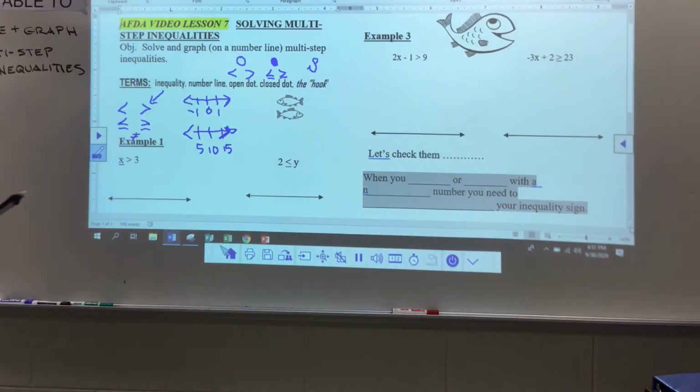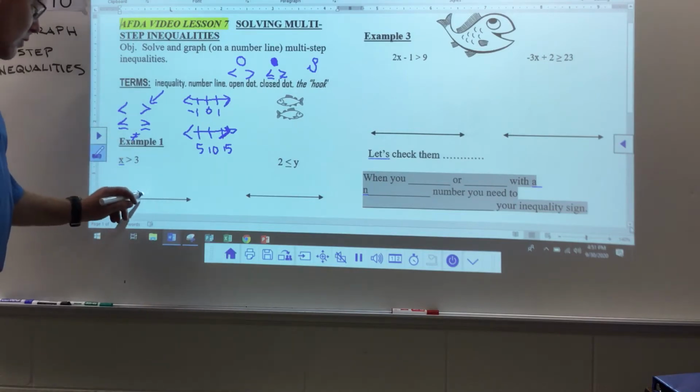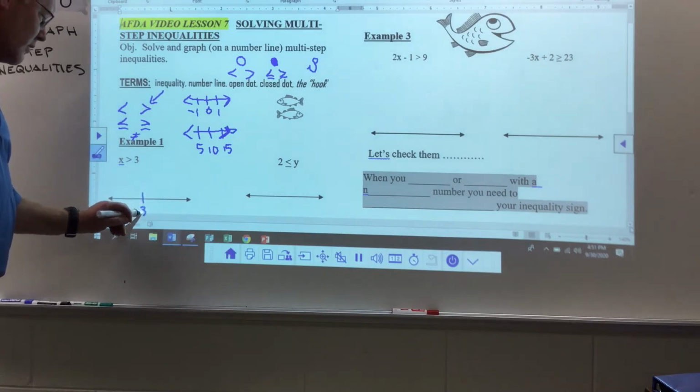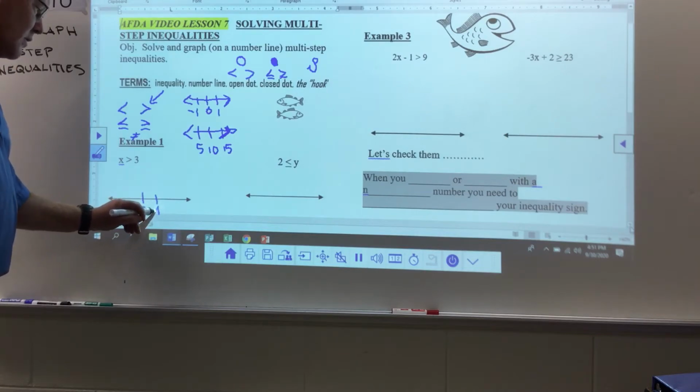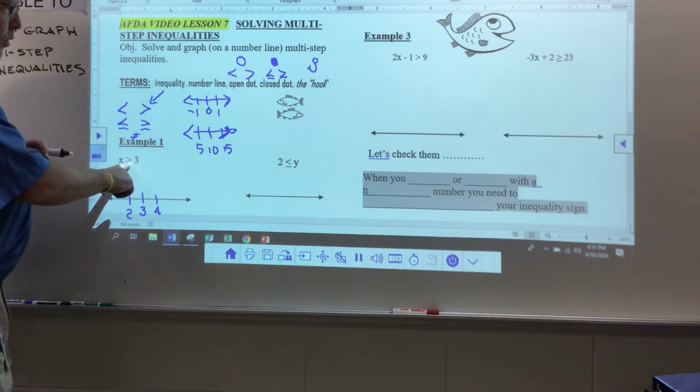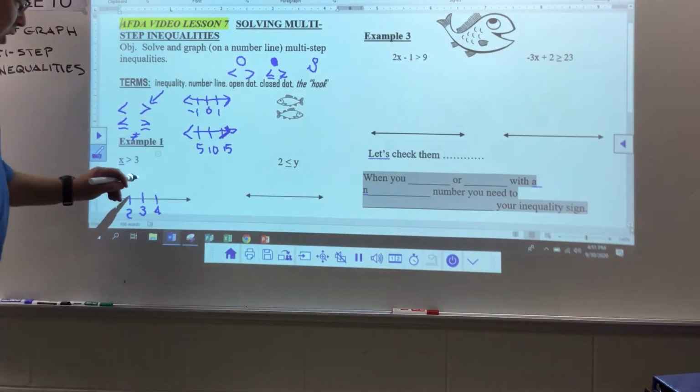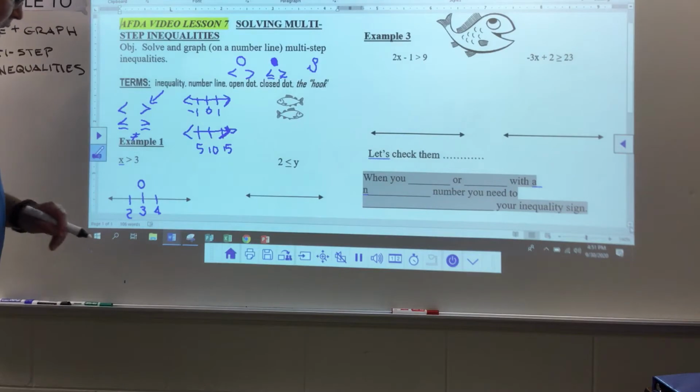Let's take a peek at example 1. Example 1 says that x is greater than 3. So on our number line, we want to make sure that we include a 3. Maybe if you want to, you could have put a 4 there or a 2 there. Because of that inequality sign, we're going to choose an open dot. I'm going to put it above the number line on this one.